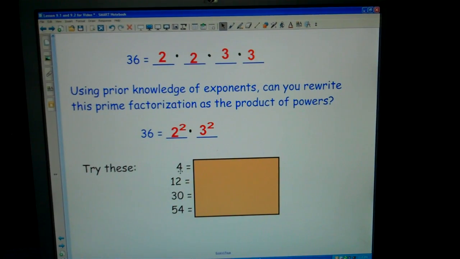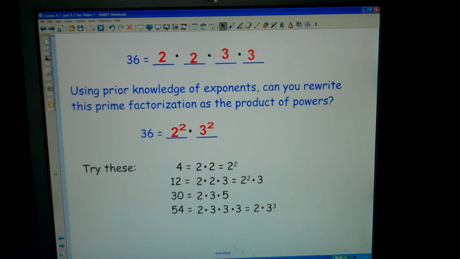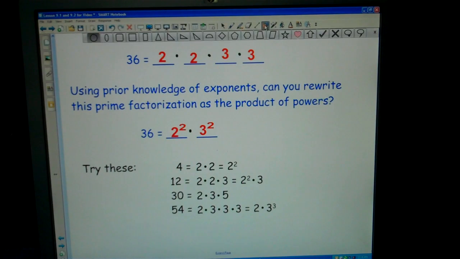So why don't you try these? Break down 4, do its prime factorization, and write it as an exponent. I'm going to pause it, and you're going to do that, and then I'm going to show you the answers. There you go. So here, let's look at this one at a time.